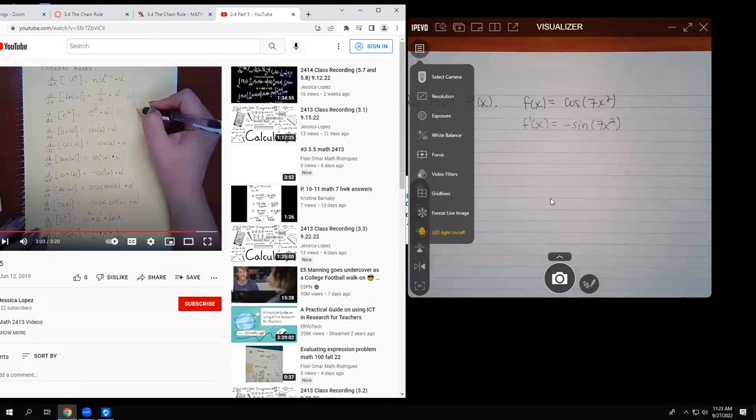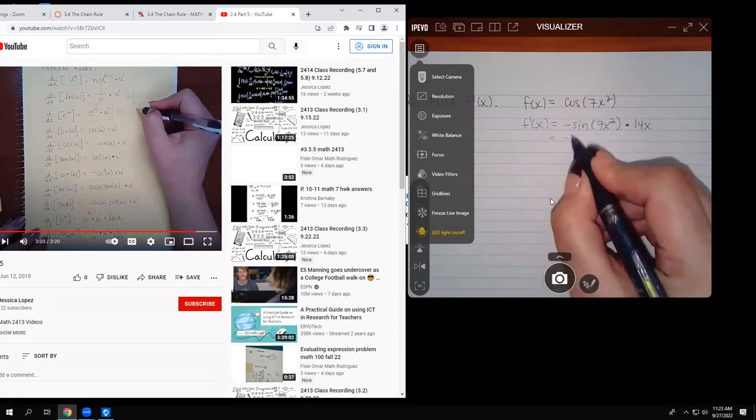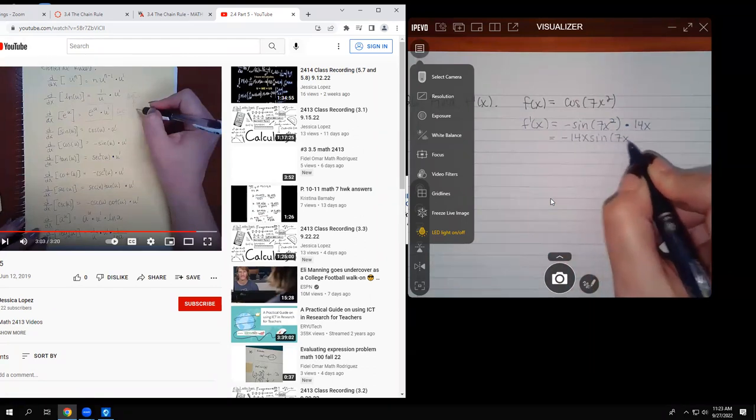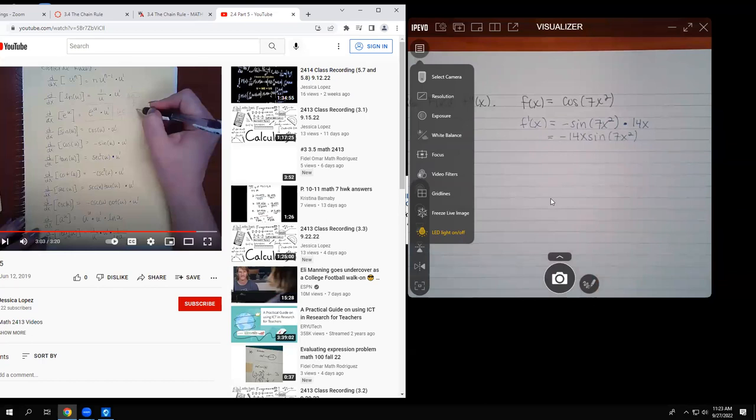Here it says derivative of cosine is negative sine, but notice that the angle does not change. It's the same exact angle. So when I write it, I have to use that same 7x squared, but I have to multiply by the derivative of that little angle. So what is the derivative of that 7x squared? 14x with one power, exactly. And I can rewrite it, 14x sine 7x squared. What's that so far? I'm gonna make it big again.